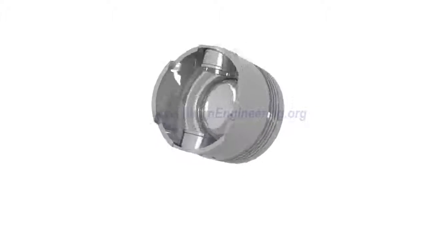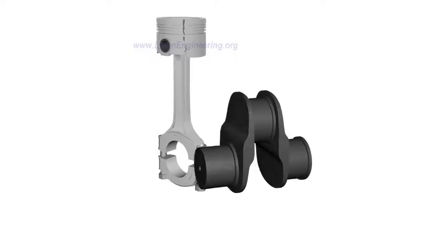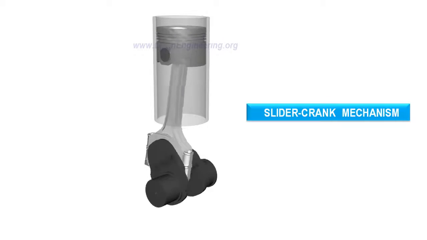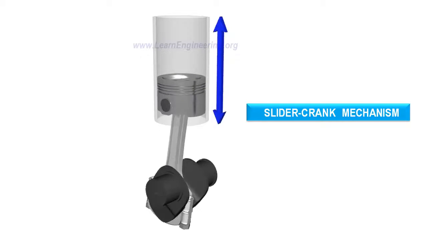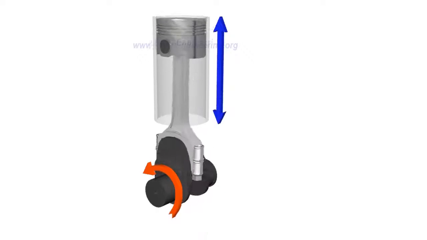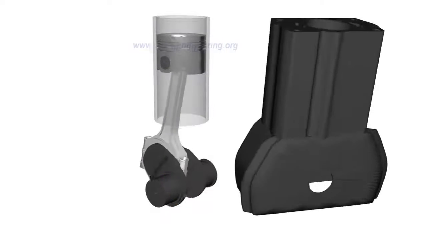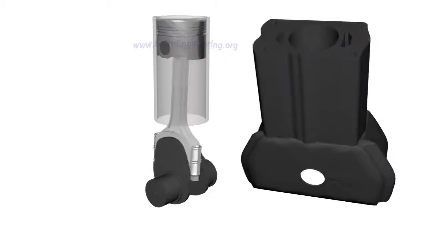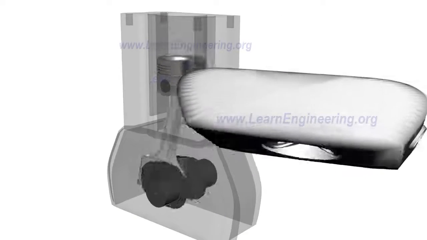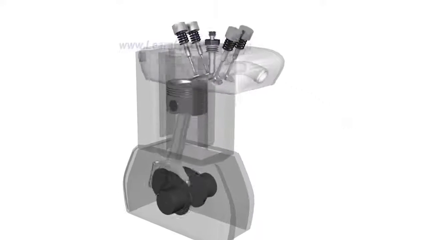Piston, connecting rod, crank, and cylinder form a mechanism called slider crank mechanism. Here, the linear motion of the piston is transformed to a rotary motion at the crank. In an IC engine, this mechanism is properly supported in an engine block. Cylinder head, valves, and fuel injector are fitted above the engine block.